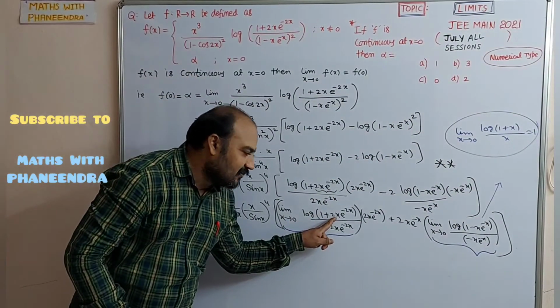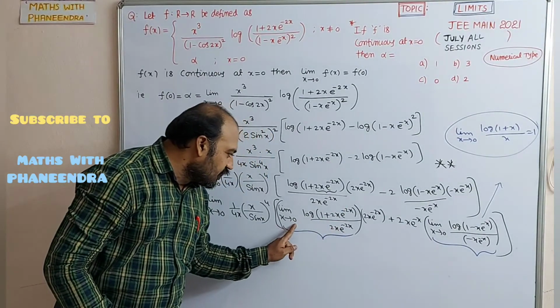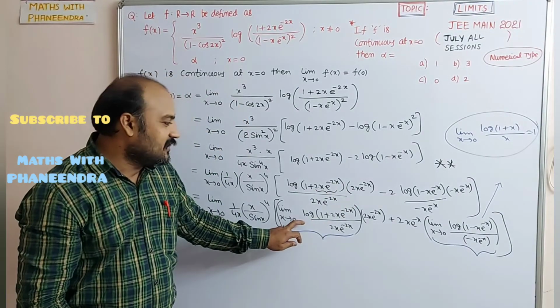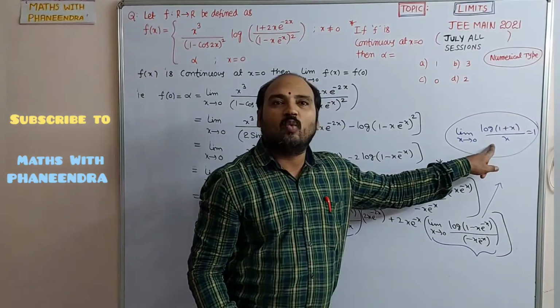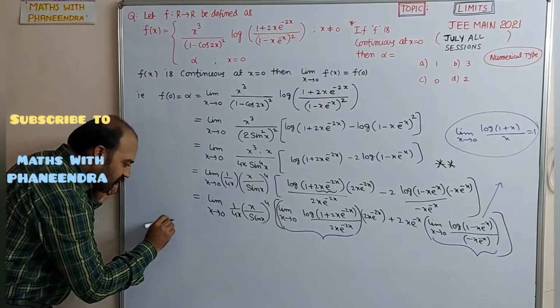Why? Because here x is there, and 2x e power minus 2x, here also the same value is there. As x tends to 0, 2x e power minus 2x also goes to 0. That is the reason this value and this value go to 1. Now come to the remaining question.